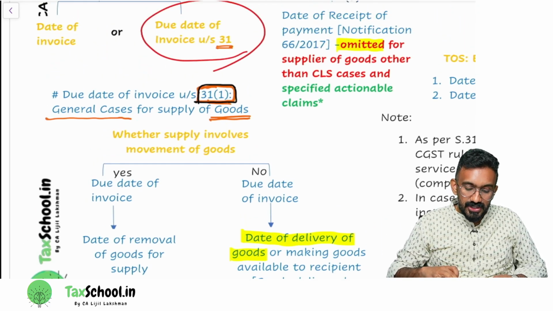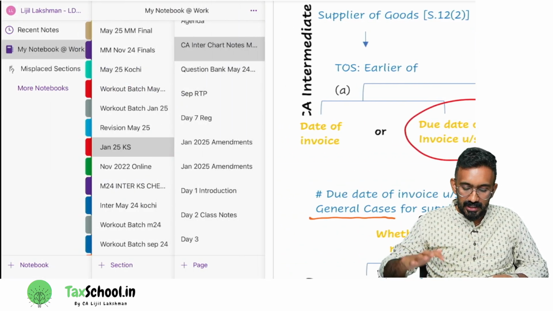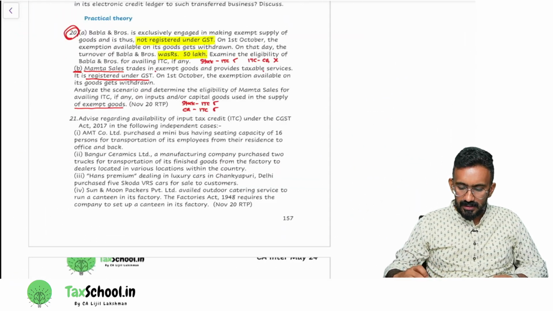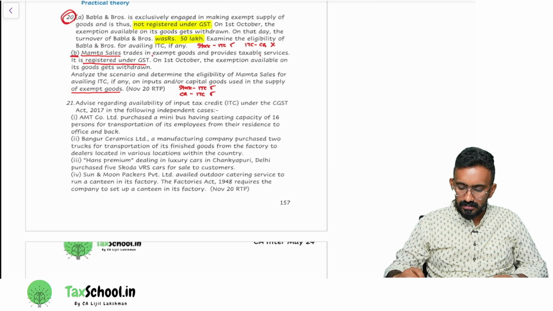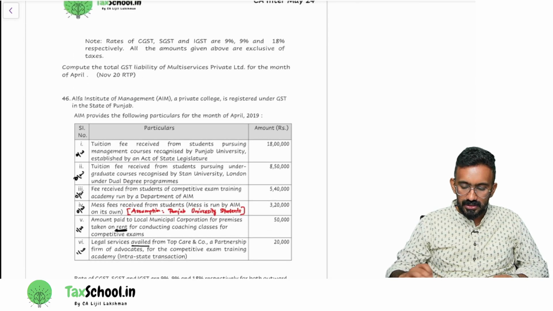What is the relevance of this due date? This due date and date of invoice will be compared, and whichever is earlier is taken as the time of supply. The easiest method to learn this is to look at questions. So let me take you through a question. One popular question that they ask in the time of supply chapter is this.